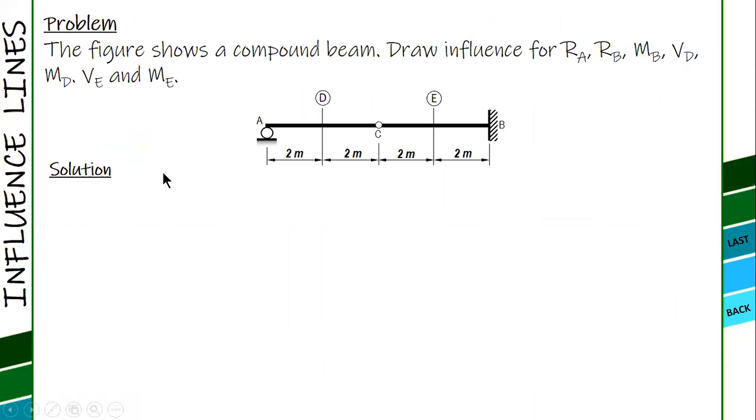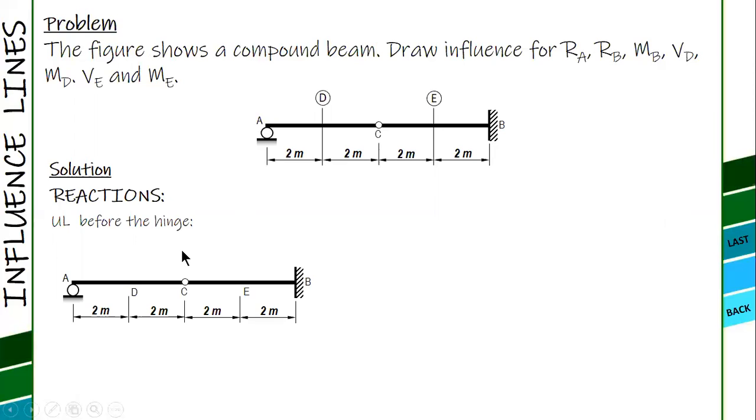So, for the reactions, duha na eh. Kaya duha mo ni ka beams, EC and CB. Okay. So, okay, unit load before RA, RB, and then MB. Unit load before sa hinge, butang natong load, yeah, X. And then procedure is cut ka sa hinge, analyze the portion with only one unknown. So in this case, left side.